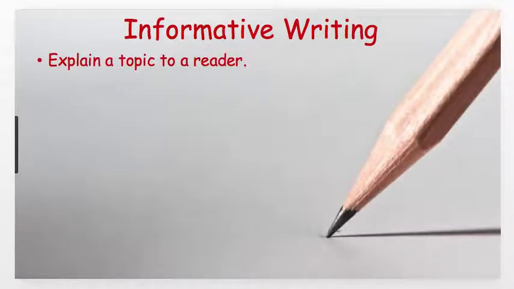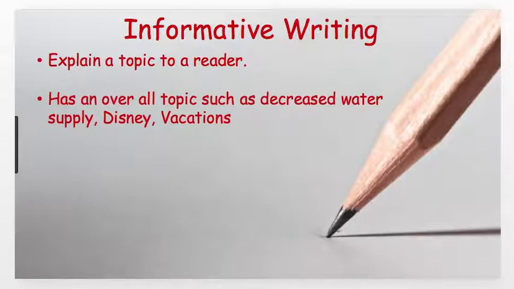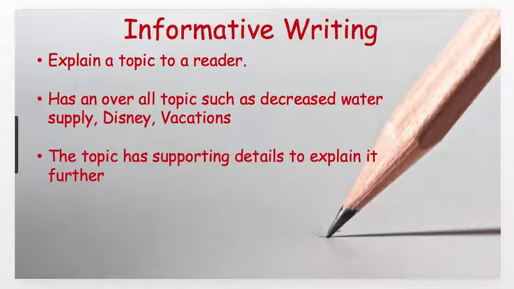It explains a topic to a reader. So, you're explaining something. It has an overall topic. Sometimes it has to do with like a decreased water supply or Disney or vacations where something is being explained. And the best example I have for informative writing is like an article, something that you would read about a certain topic that doesn't have an opinion. It's just giving you facts. It has a lot of facts that it's going to give you.